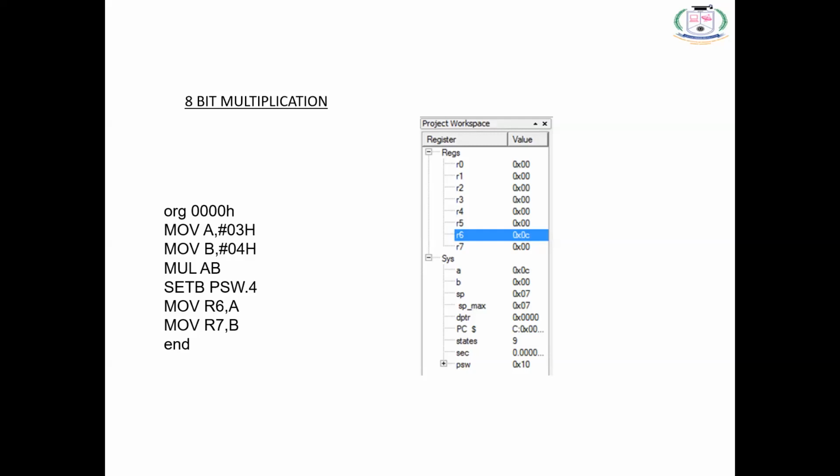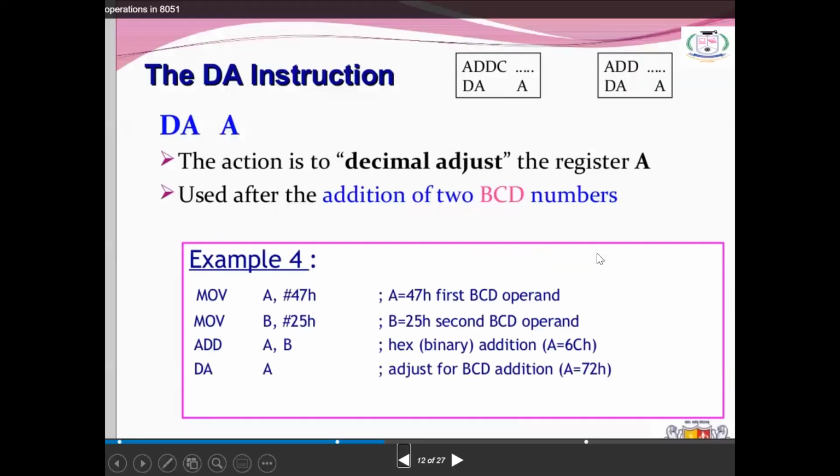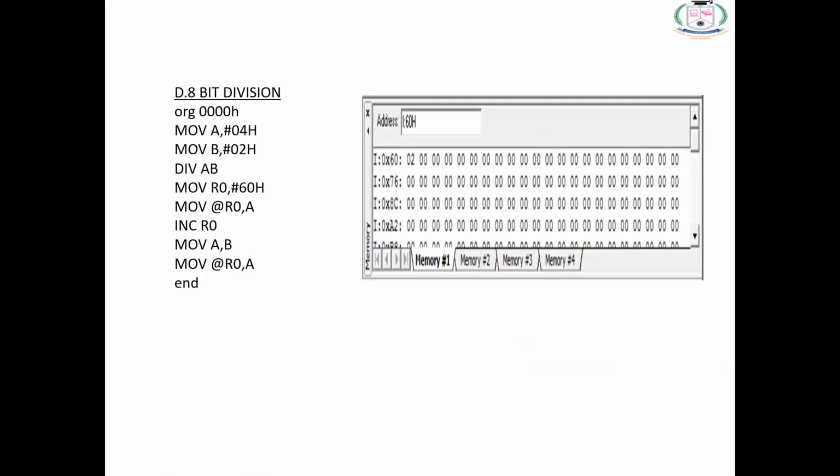Are you clear? The next one is 8-bit division. Again the program is not lengthier than this, but in this program there is a small change. What is the small change? Instead of storing in a bank register, I have to store it in my internal memory. This program is to perform 8-bit division. Store my quotient in 60H memory and store my remainder in the next memory location.